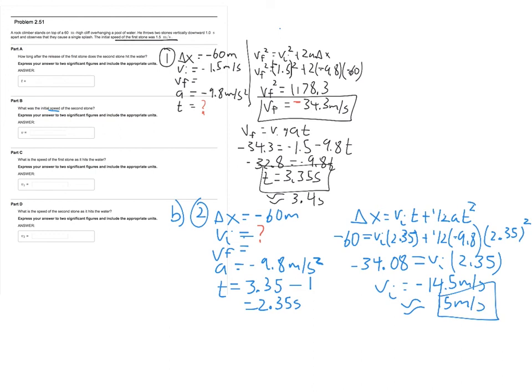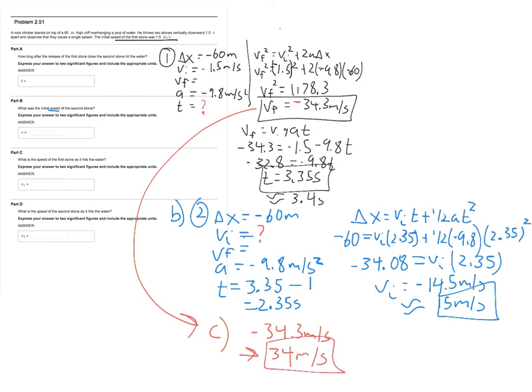Moving on to part C. For that, we want to find the speed of the first stone as it hits the water, and we actually already did that here in our first part. So for part C, we're just going to use that answer, that negative 34.3 meters per second. It's just going to become positive because once again we're asking for speed, and we're going to round to 2 sig figs to get that 34 meters per second.